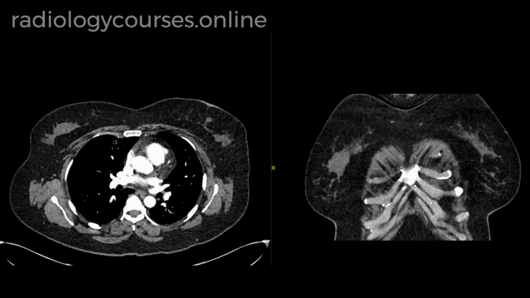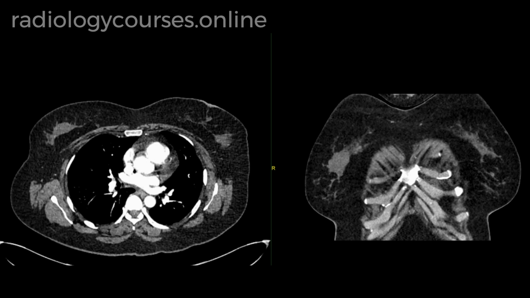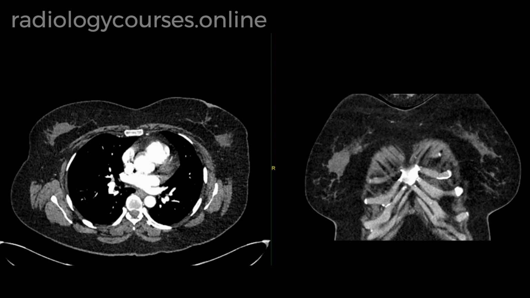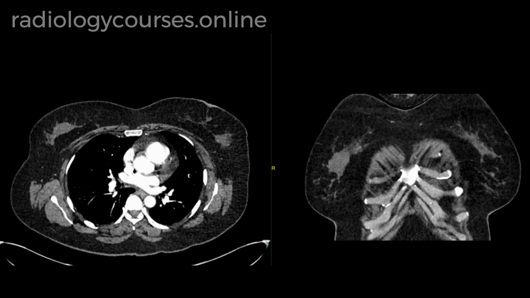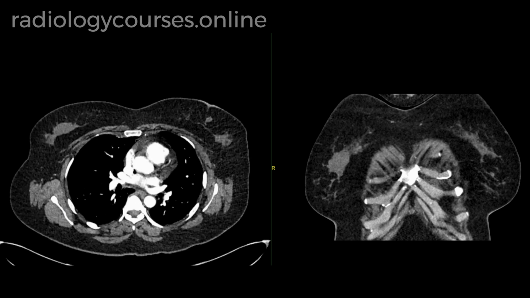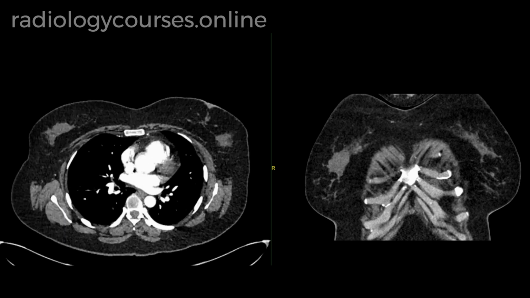How to report these incidental breast lesions? The way I would describe the abnormality is as follows. I would describe it as a fairly well-defined ovoid-shaped homogeneous soft tissue slash low attenuation area in the right breast, measuring so and so, which needs further evaluation by the breast team.